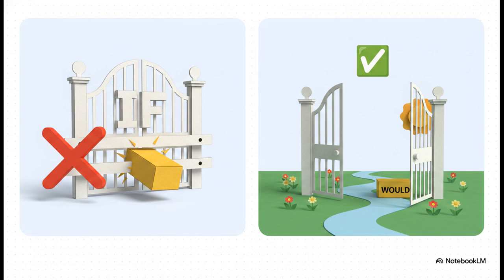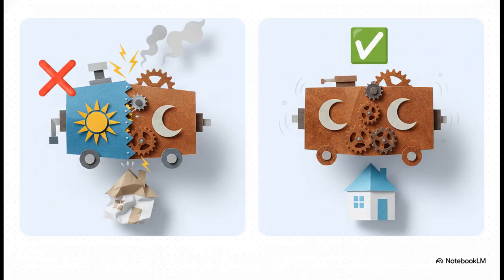This is the big one, the number one mistake. You absolutely cannot put would in the if part of the sentence. Just burn this into your brain. No would in the if clause. Ever. It always goes in the result part. That's the golden rule.